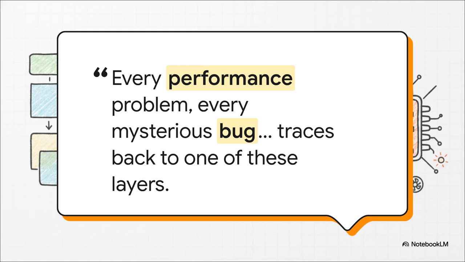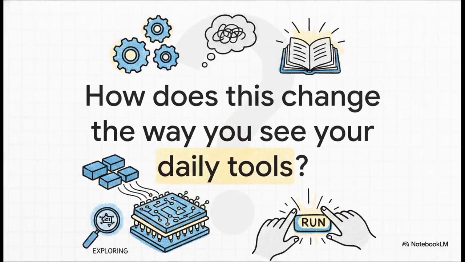Every performance problem, every mysterious bug, traces back to one of these layers. Knowing how compilers optimize code, why interpreters behave the way they do, and how a CPU actually pipelines instructions isn't just great tech trivia. It makes you a fundamentally stronger, more effective engineer. It gives you the mental model to understand exactly why your code performs the way it does in the real world. Which brings us to our final thought.